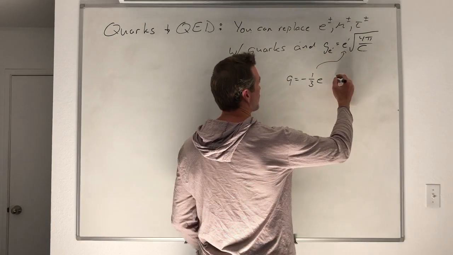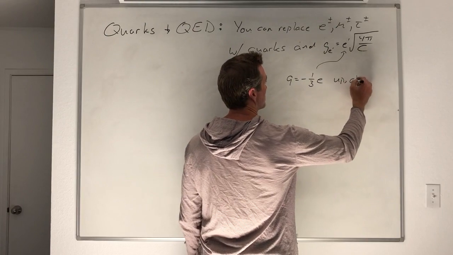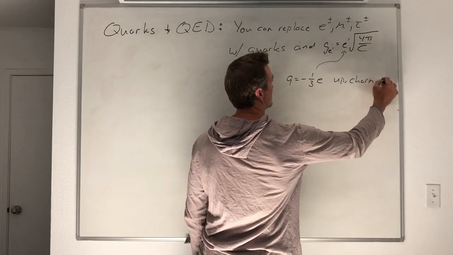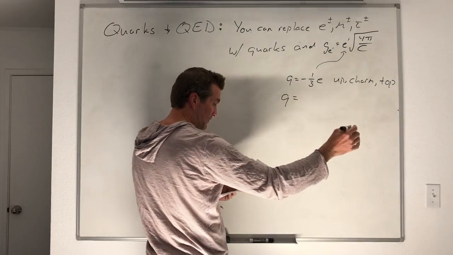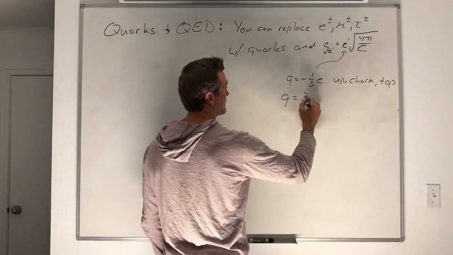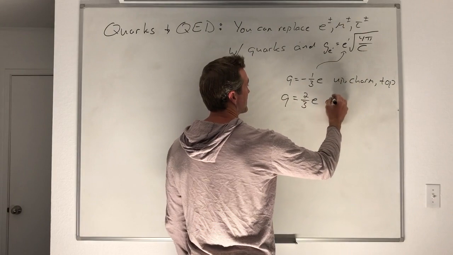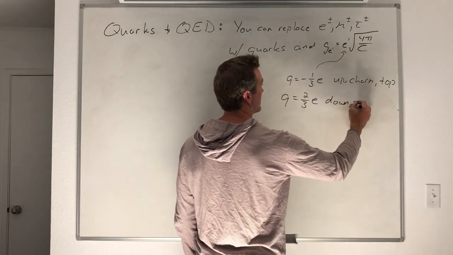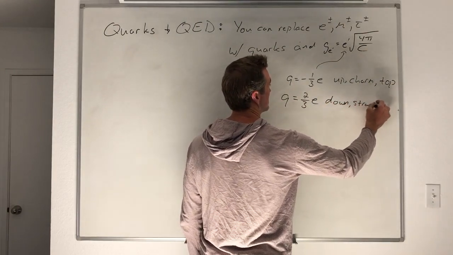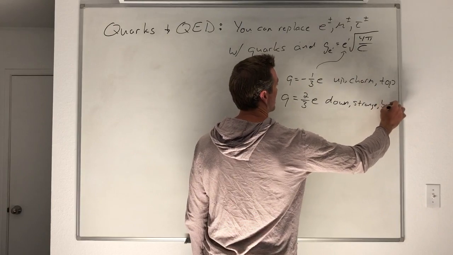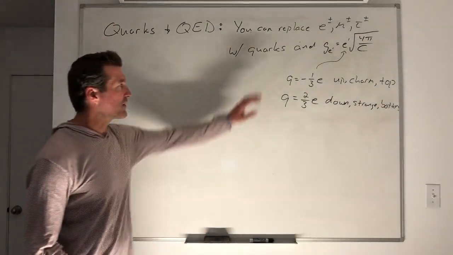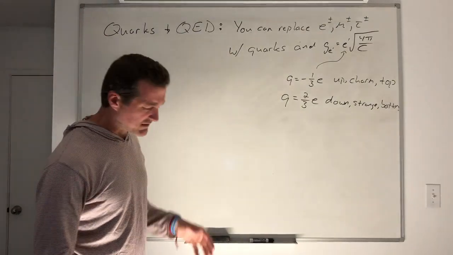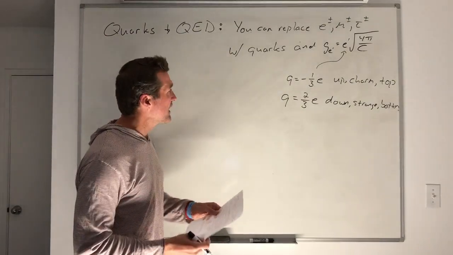But it turns out that Q is minus 1/3 E if you're dealing with an up, a charm, or a top quark. And Q is equal to 2/3 E if you're dealing with a down, a strange, or a bottom quark. Okay? We're not going to do a lot with this, but just scribble that down.